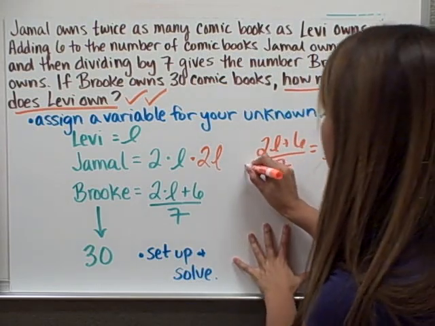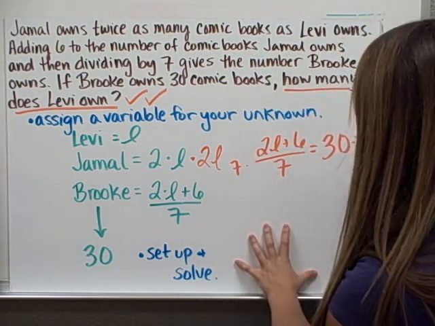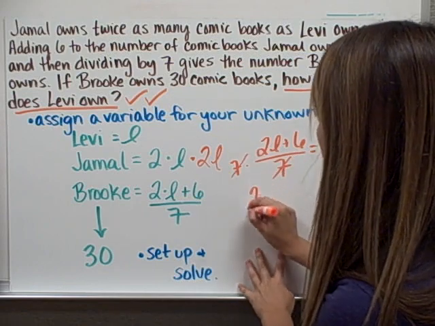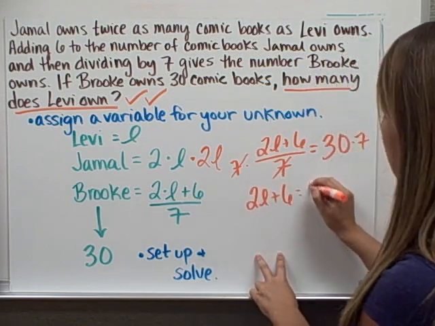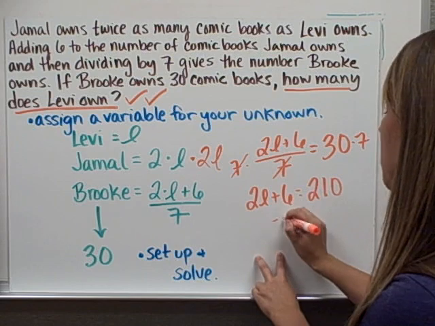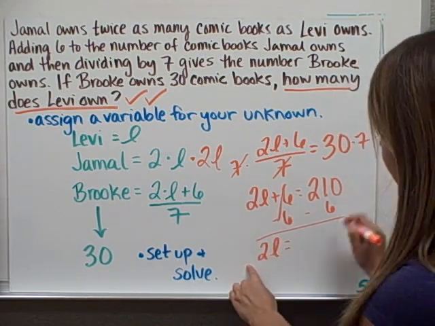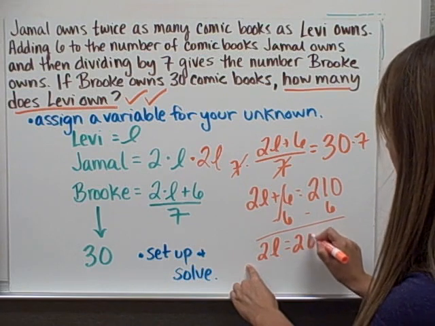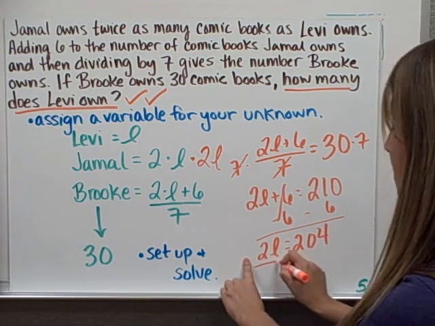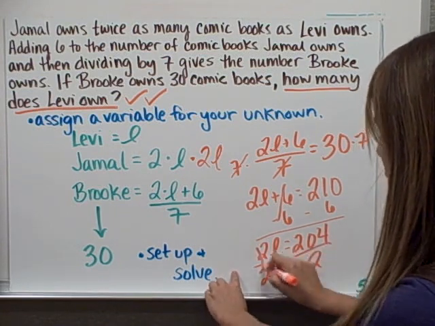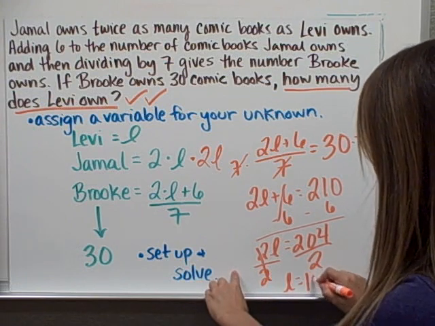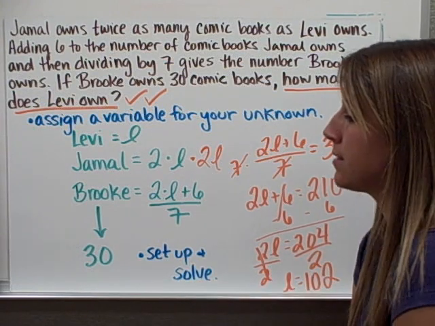So we need to multiply by 7 on both sides first. This leaves me with 2L plus 6 equals 210. I'm going to subtract 6 from both sides. 2L now equals 204. Divide by 2, and L equals 102 comic books.